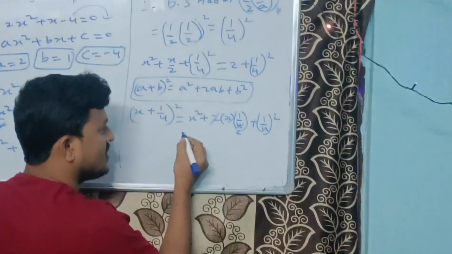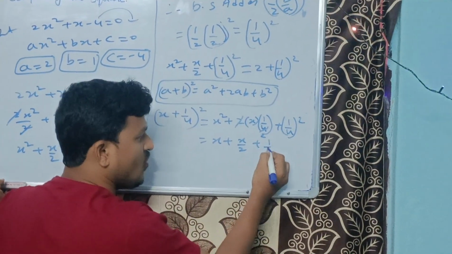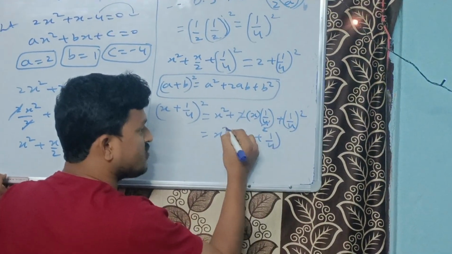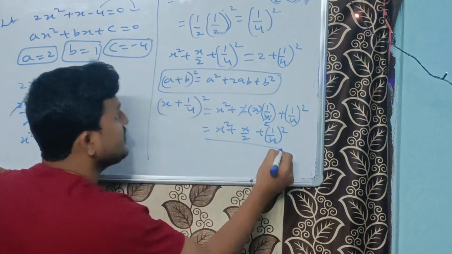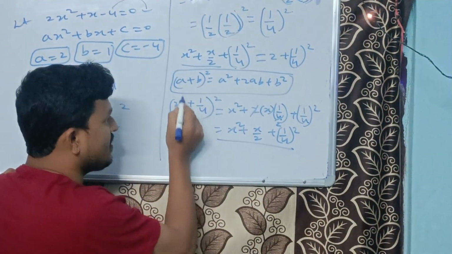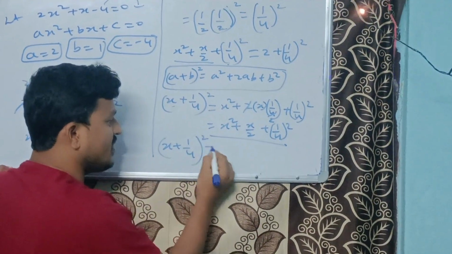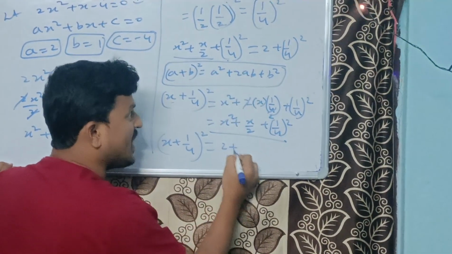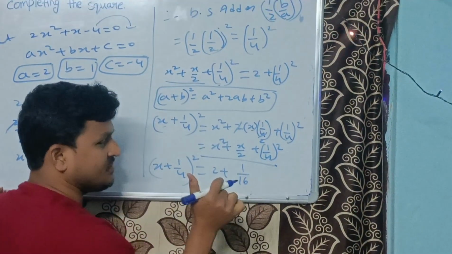The 2 times will be cancelled. Let's write x plus 1 by 4 whole square. They clearly match this formula, yes or no? This one is the same form. Let me write x plus 1 by 4 whole square is equal to 2 plus 1 by 16. 1 1s are 1, 4 4s are 16.